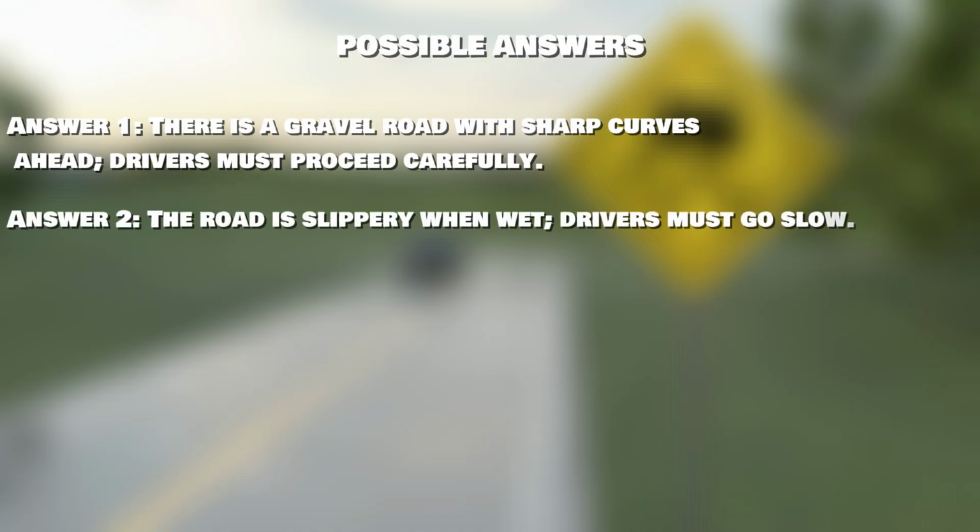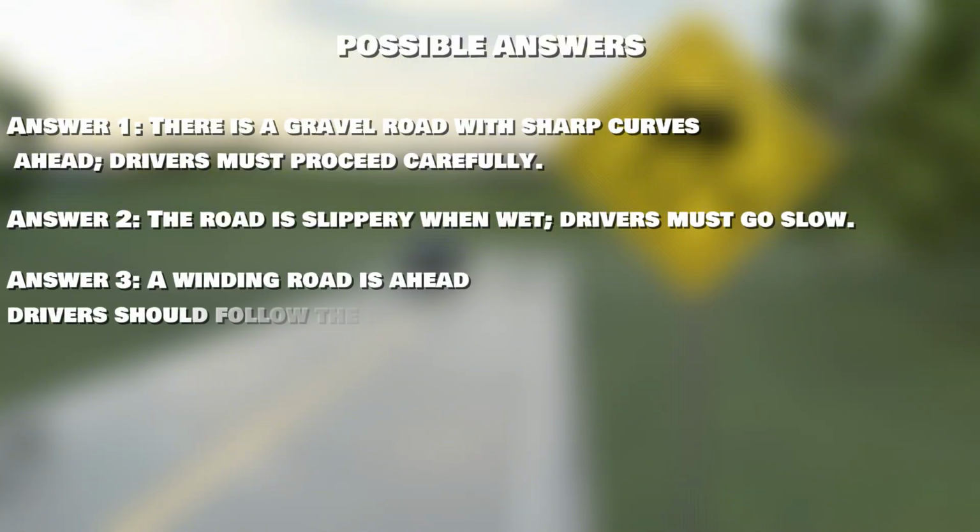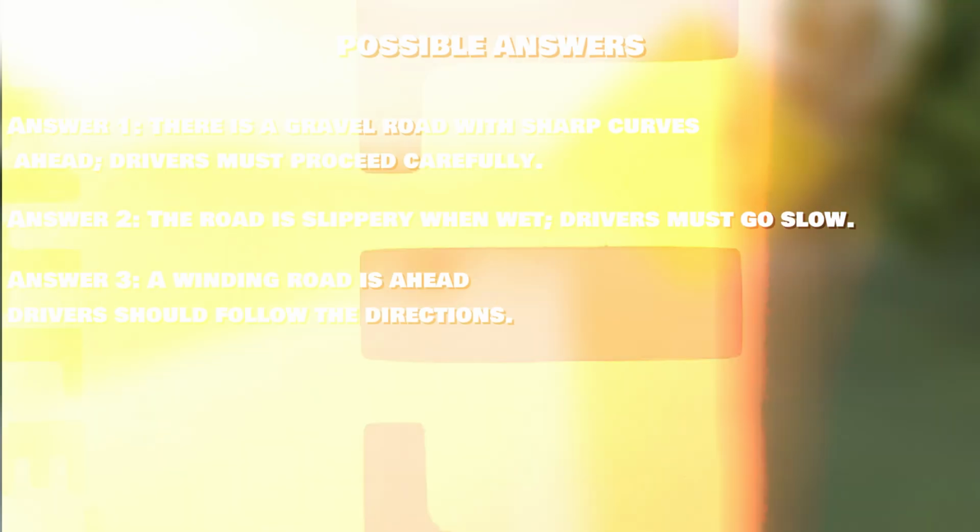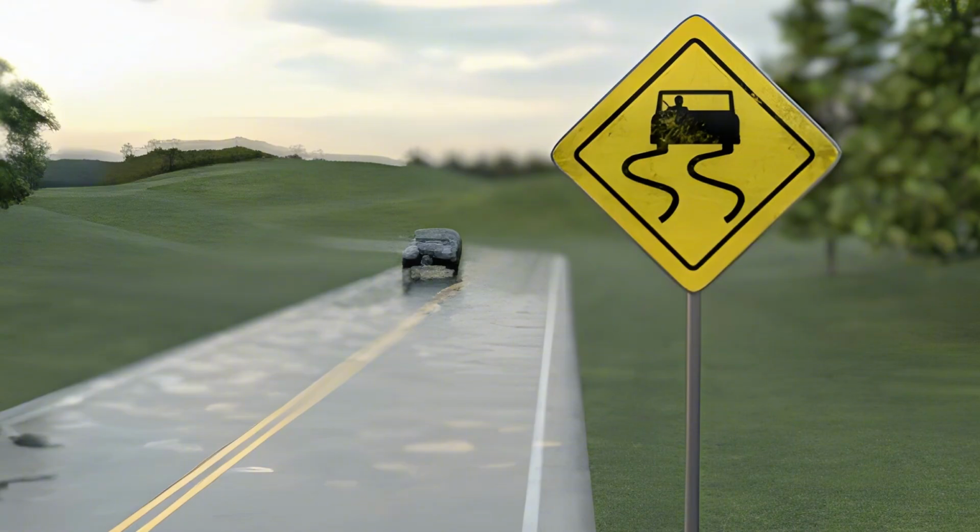Answer 1, there is a gravel road with sharp curves ahead. Drivers must proceed carefully. Answer 2, the road is slippery when wet. Drivers must go slow. Answer 3, a winding road is ahead. Drivers should follow the directions. Detailed explanation. Answer 2, the road is slippery when wet.